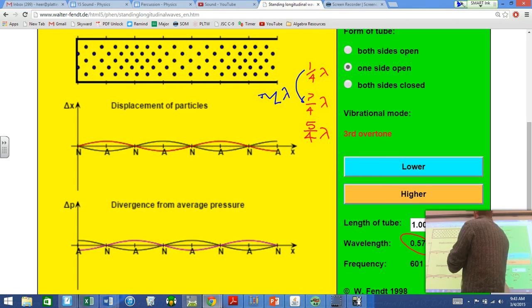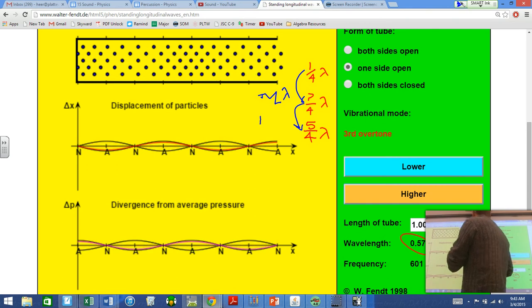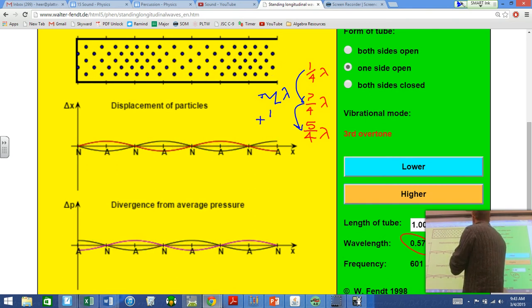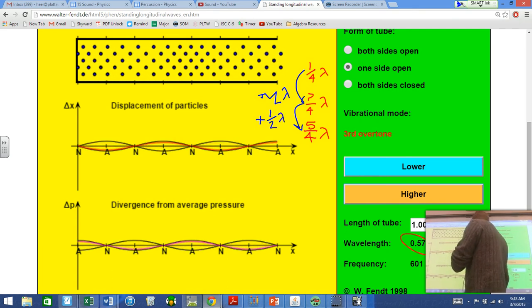Whoa. And again, my computer's being a little laggy here. Stepping up by 1/2 of a wavelength each time.